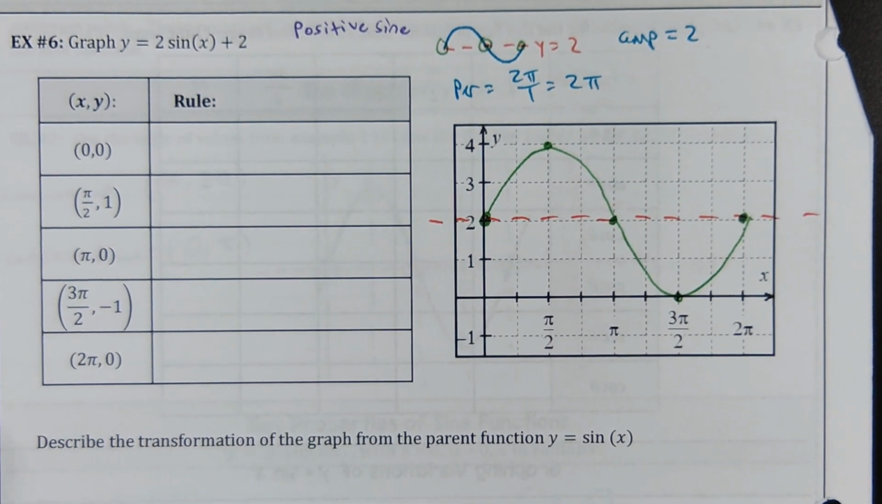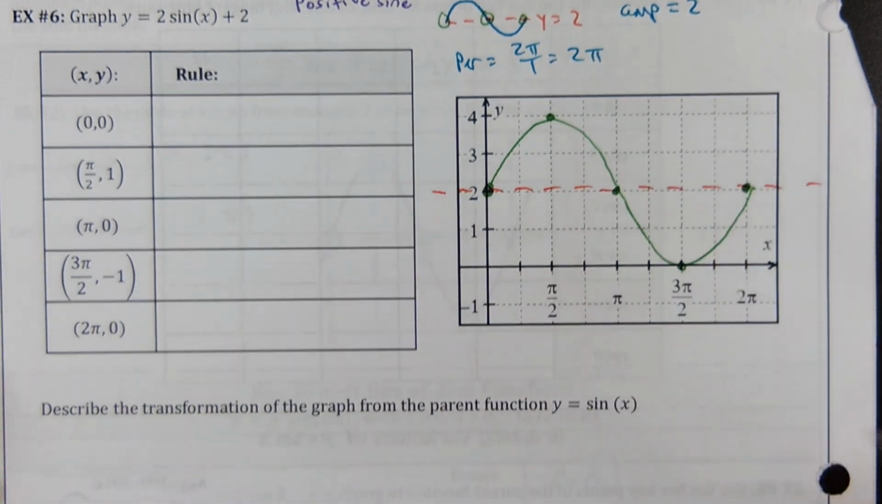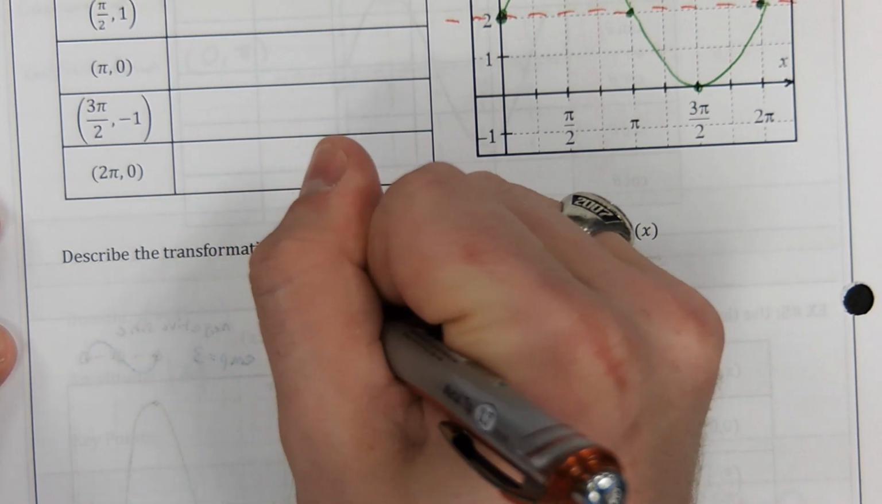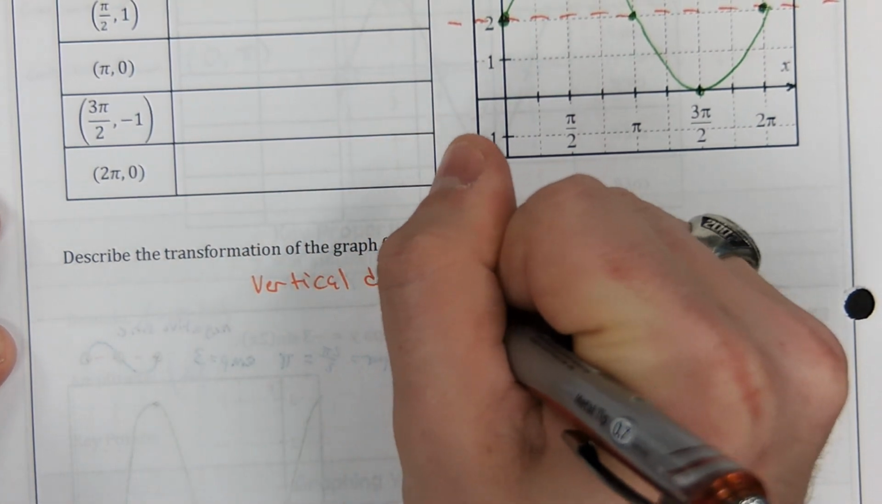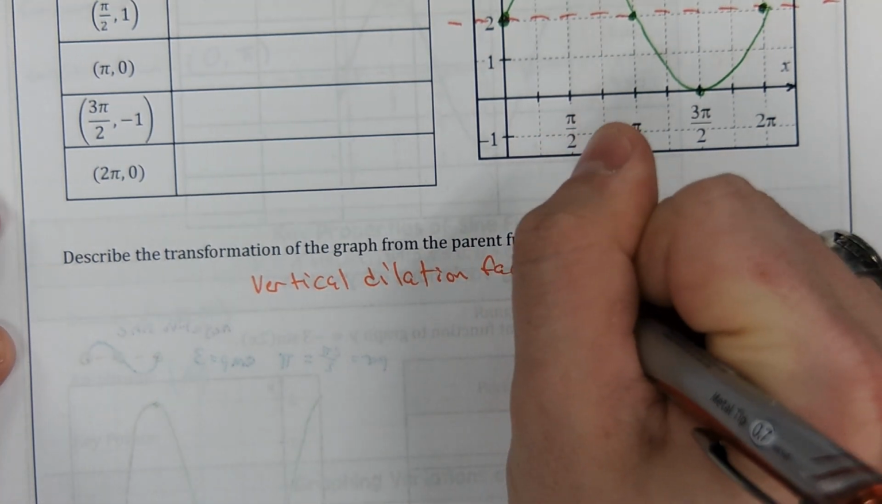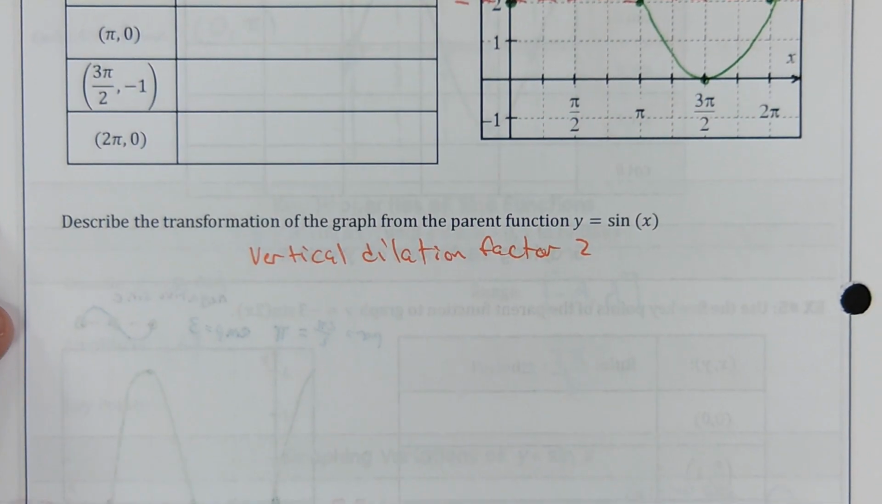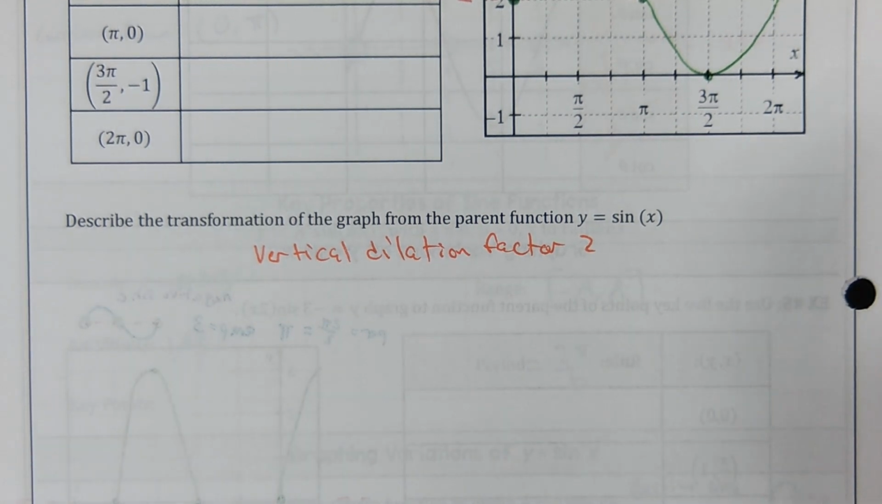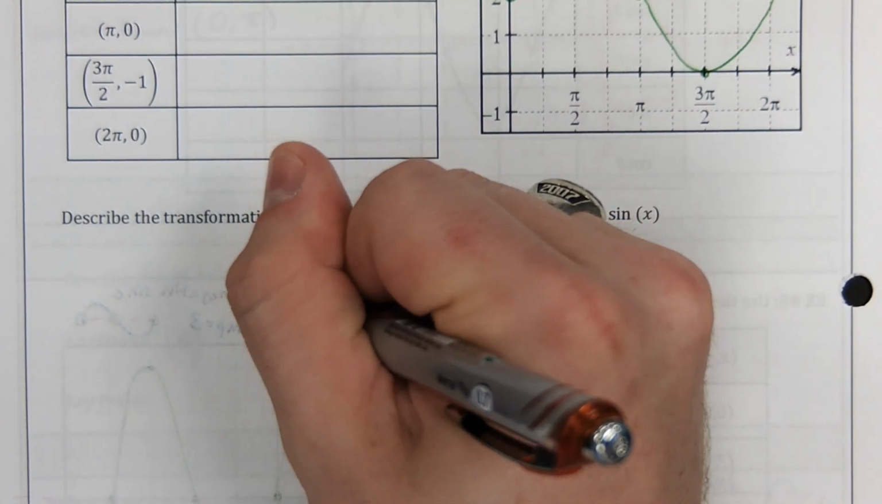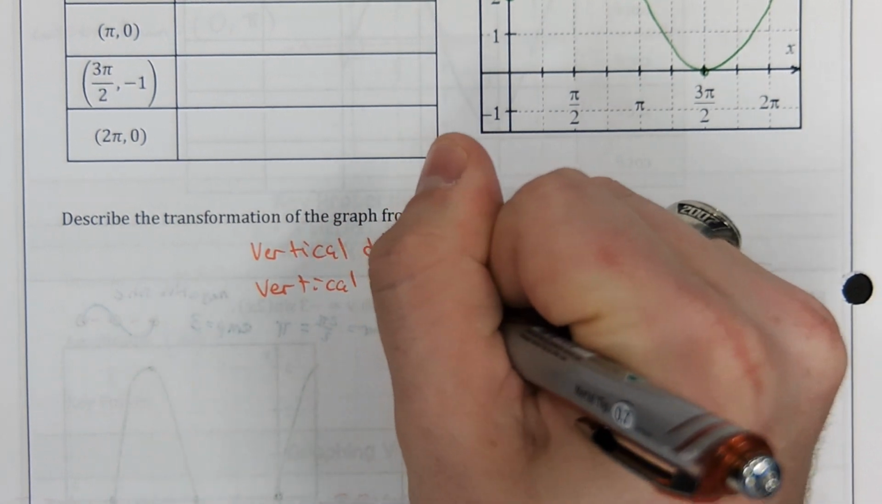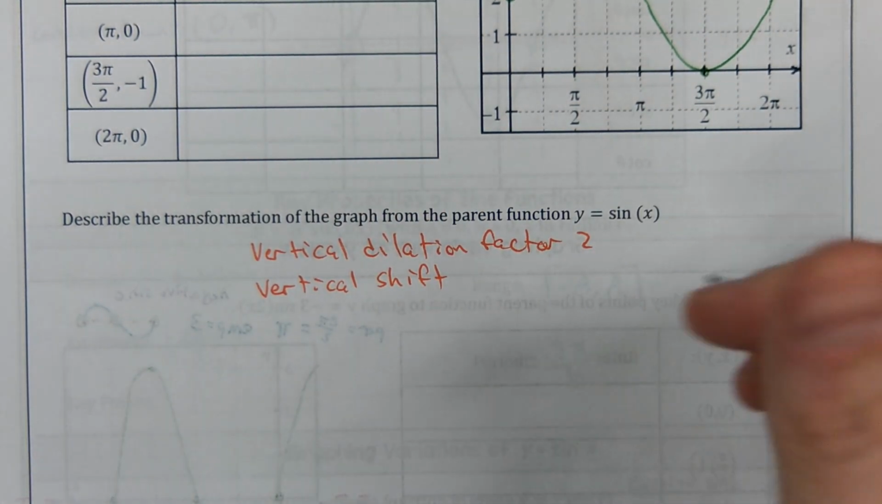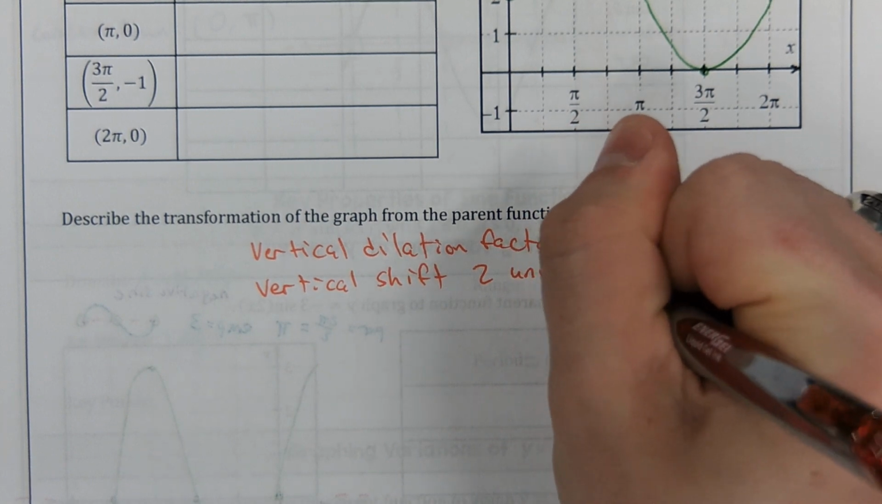And then it wants to describe the transformations. The 2 on the front: vertical dilation factor 2. And for the shift, it is a vertical shift. And remember, College Board AP is not going to say up, down, left, and right. They're just going to use positive and negative numbers. So it's our job to say vertical shift. And since it's up, it's positive 2 units. Vertical shift, 2 units. Negative would have been down.